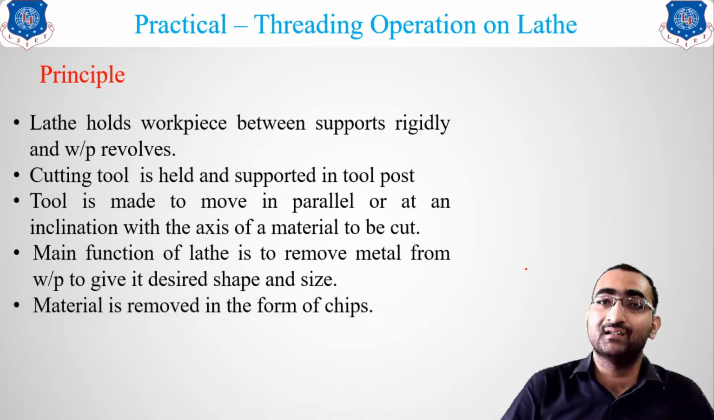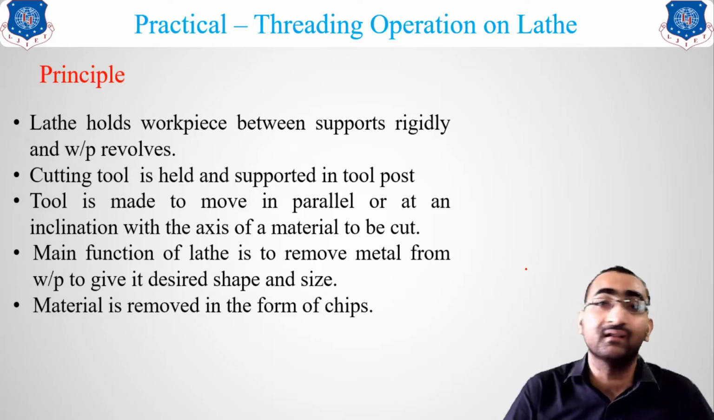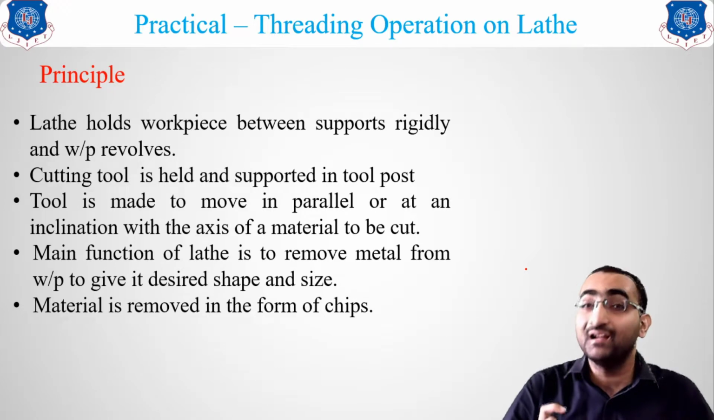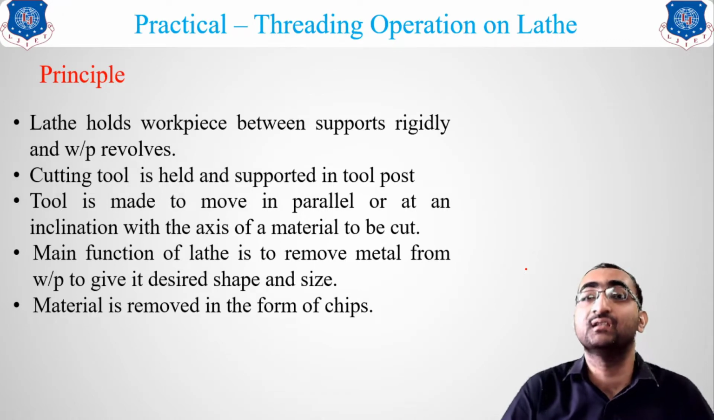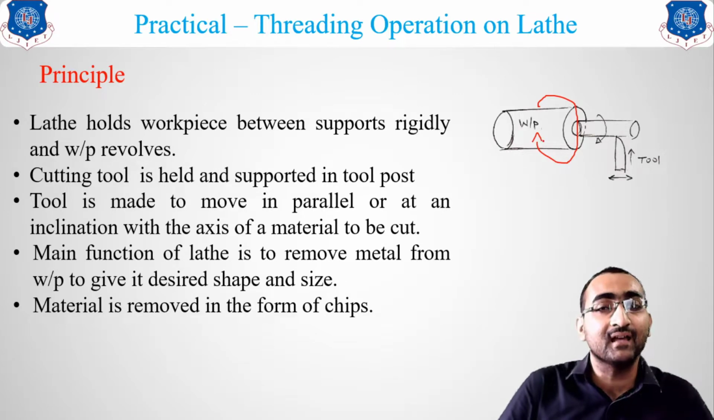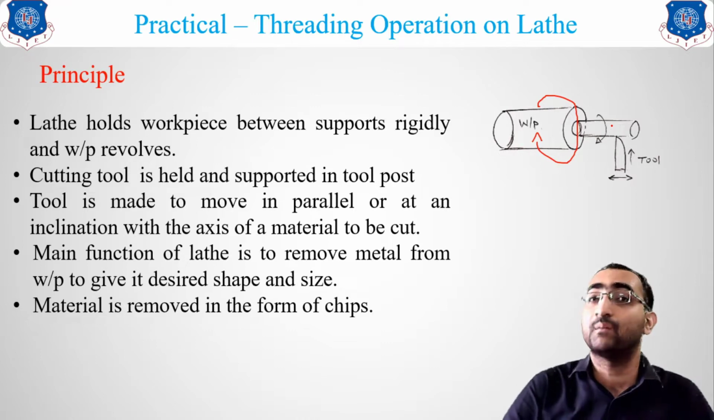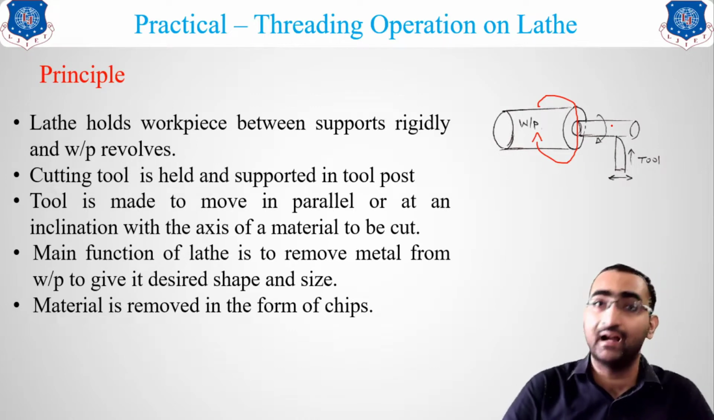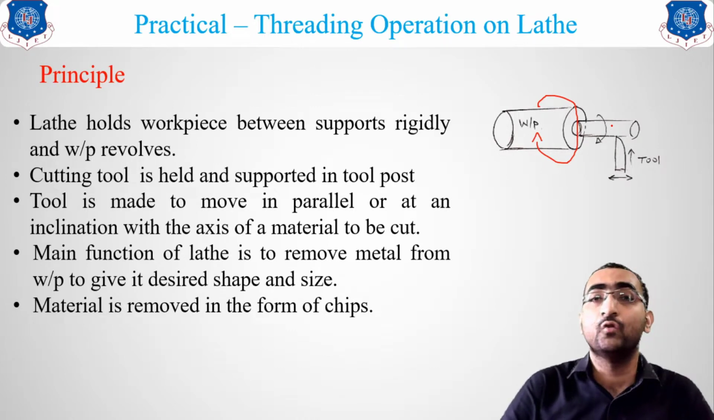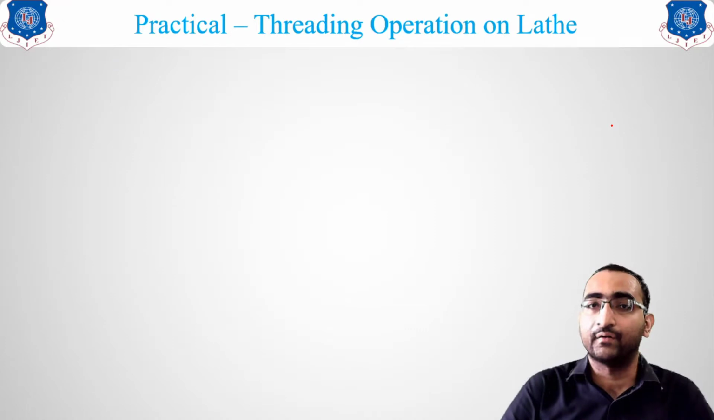So that is the reason why we do these operations on the lathe. And how does the material get removed? The material removal takes place in the form of chips. So this is how the workpiece is allowed to rotate at a very high speed, and the tool is placed perpendicular, at an inclination or angle, or moved parallel to the workpiece. So this is how our whole lathe machine works.